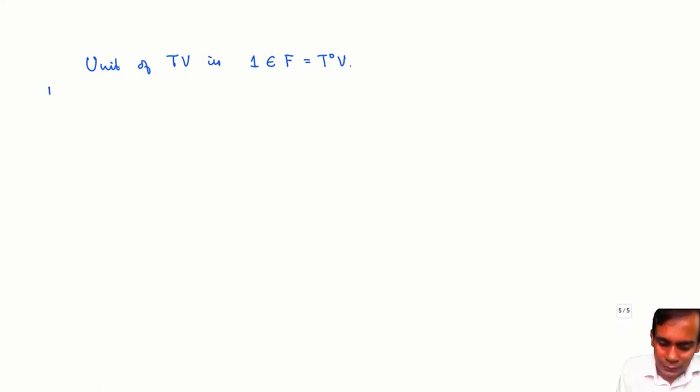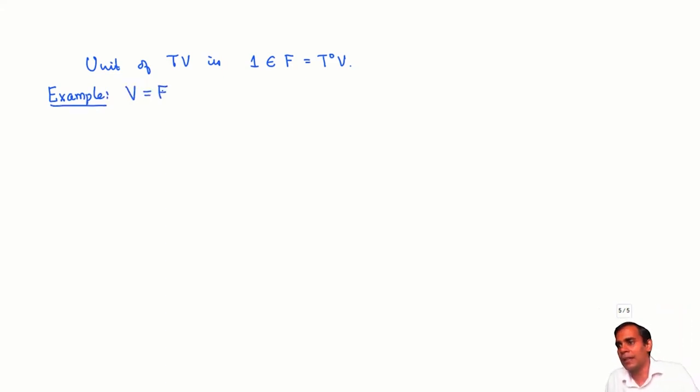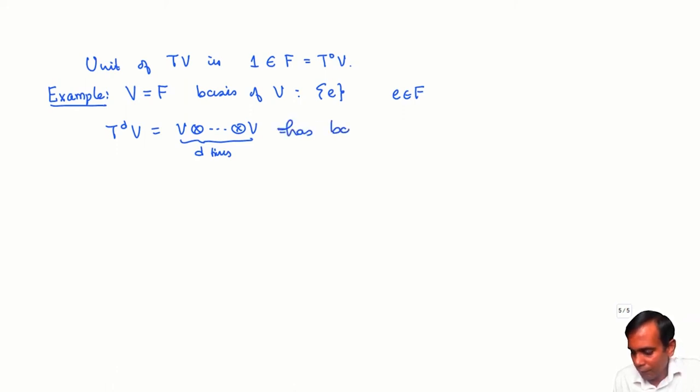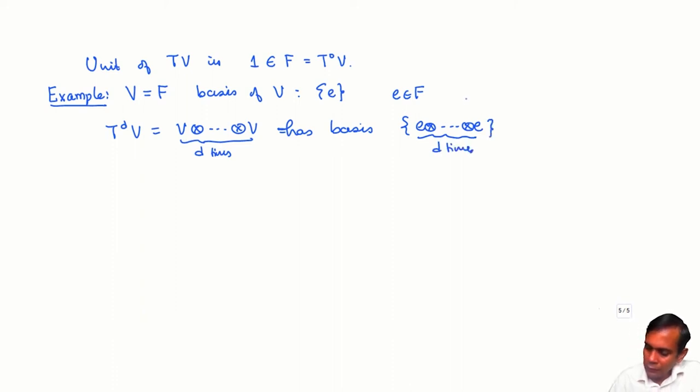Let's look at the simplest example of a tensor algebra. Let's take V to be just the one dimensional vector space F over F. And the basis of V is, let's say, just pick an element. You could take the element 1, but let's call it E. So some element E of F. If you want, you can take the unit of F. Then what is T^d V? T^d V is V tensor V tensor V taken d times, and its basis is just the singleton set E tensor E tensor E, taken d times. Let's call this e^d. Just define it to be e^d.